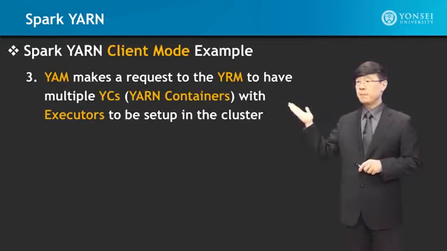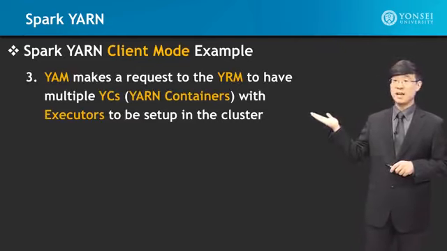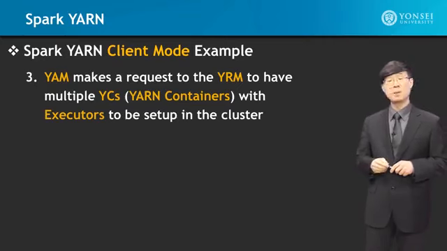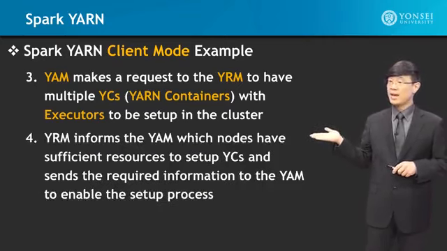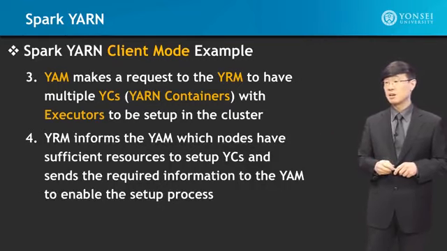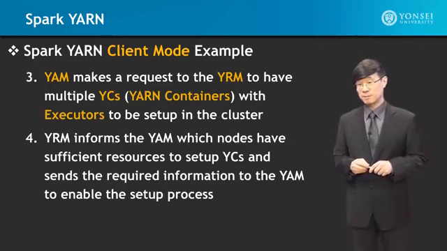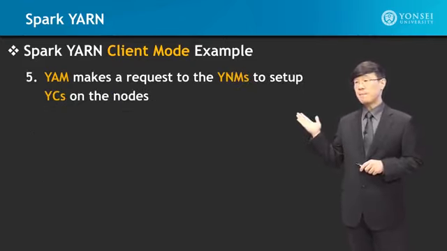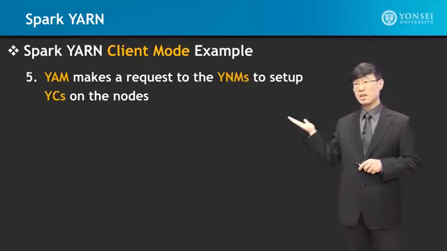The YAM makes a request to the YRM to have multiple Yarn containers with executors set up in the cluster. The YRM informs the YAM which nodes have sufficient resources to set up the containers and sends the required information to the YAM to enable the setup process. The YAM makes a request to the YNMs to set up the Yarn containers on the nodes.